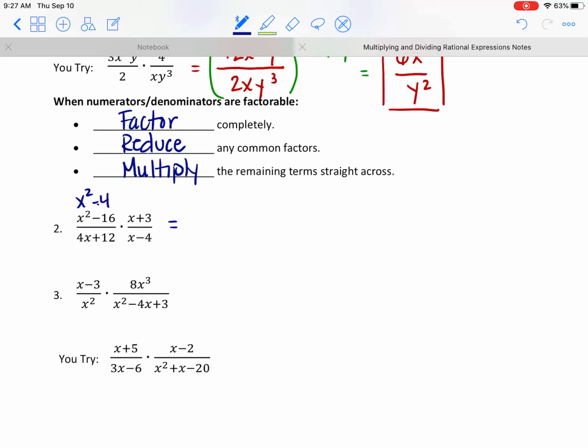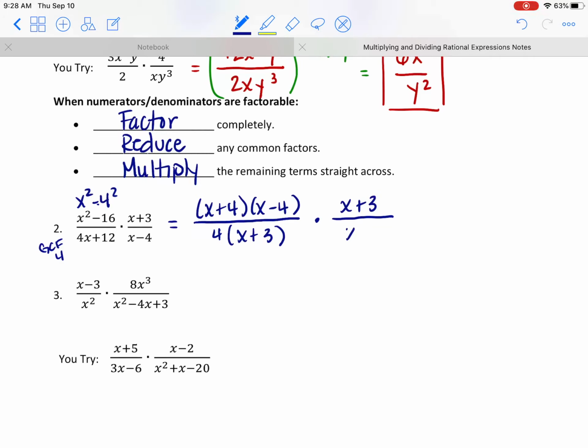This is really x squared minus 4 squared, right? So the top of that fraction is going to become an x plus 4 and an x minus 4. And then the bottom of that first fraction has a GCF of 4. So if we factor out that GCF of 4, that's going to leave us an x plus 3. Times the second fraction, we can't do anything to factor x plus 3. We can't do anything to factor x minus 4, so we'll just bring those over.